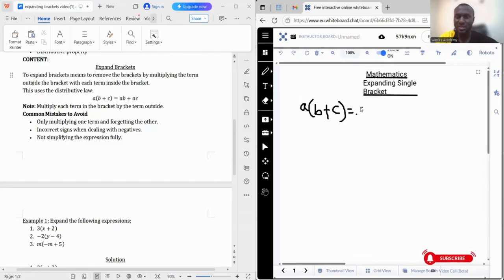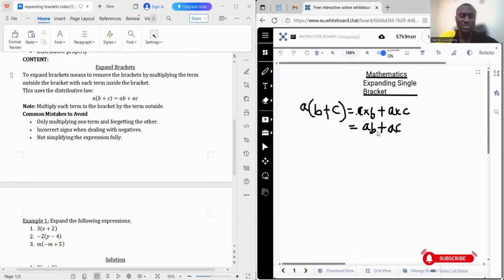That is, this becomes A multiplied by B plus A multiplied by C. Simplifying this, we have A times B as AB algebraically, plus A times C makes it AC. Therefore, A into bracket B plus C is AB plus AC. Note, each term in the bracket is being multiplied with the outside term.